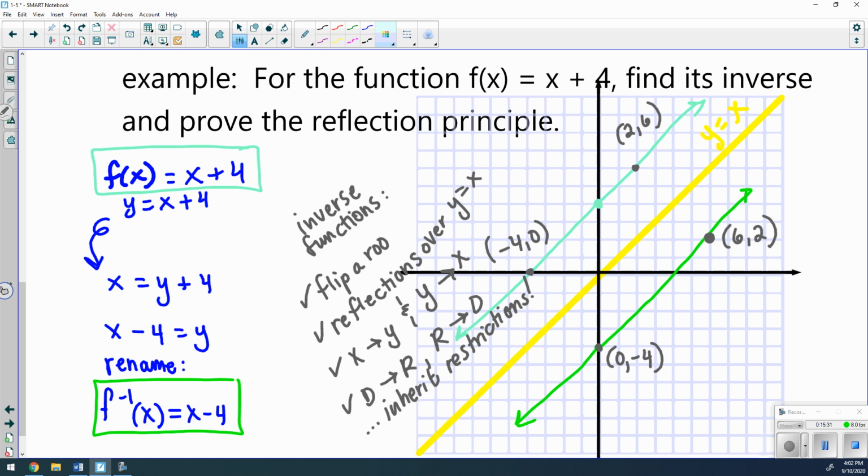Tomorrow, we'll talk about parametric functions, which are equally as cool as inverse functions.